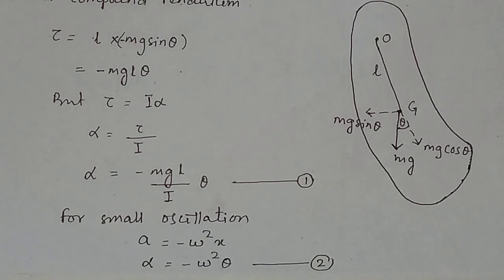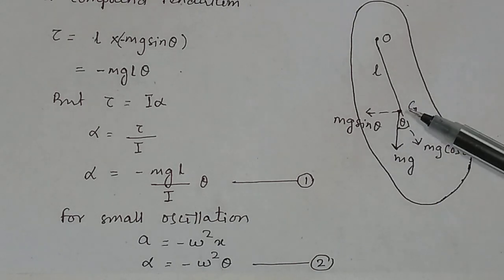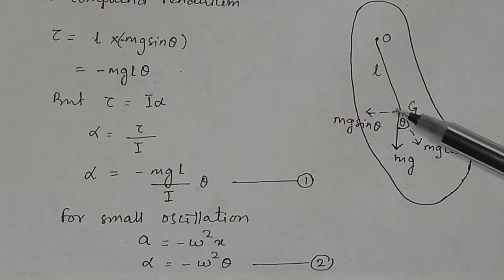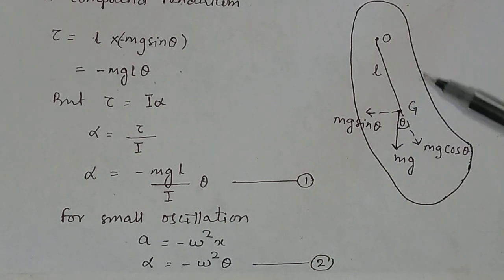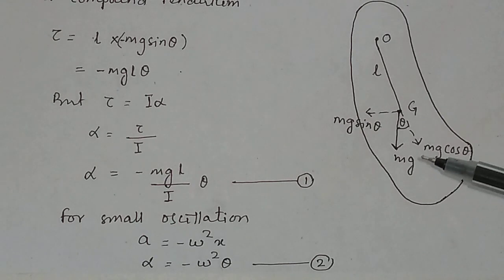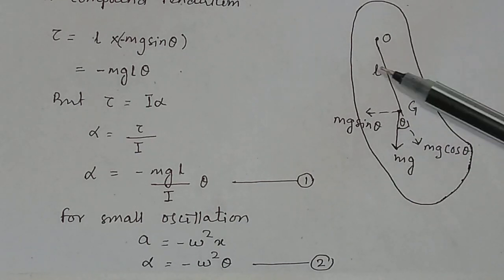And using the parallel axis theorem, the moment of inertia will be as follows. If you draw a line here and you also draw a parallel line here, and the length between these two parallel lines is L, and the mass of this body is equal to m. So using the parallel axis theorem, we have I equal to Ig, that is the moment of inertia about the center of gravity, plus ml square.